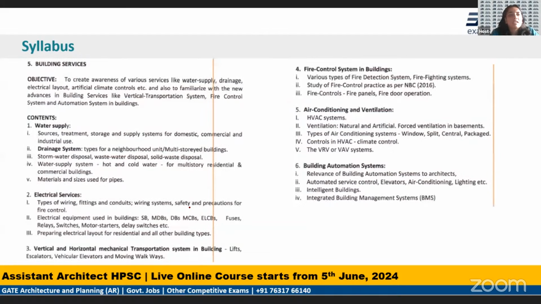Then coming to building services, here you are expected to know everything about services in detail, right from water supply, drainage, plumbing, electrical services, plus your elevators, escalators, firefighting system, air conditioning, HVAC systems, and along with that, even building automation systems.